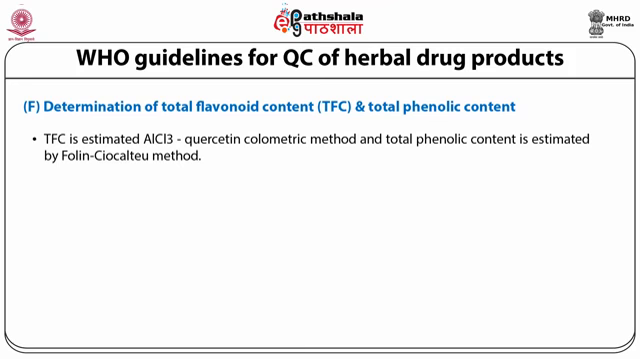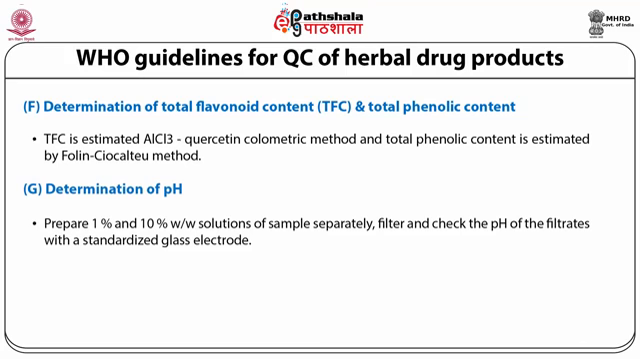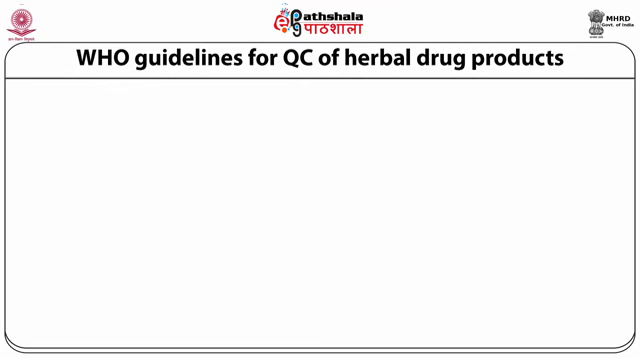The last one is determination of pH value, where the sample solution or suspension of 1% weight by volume or 10% weight by volume solutions are prepared and the pH is determined after filtering the extract with a standardized glass electrode. Let's move on to now journal quality parameters.